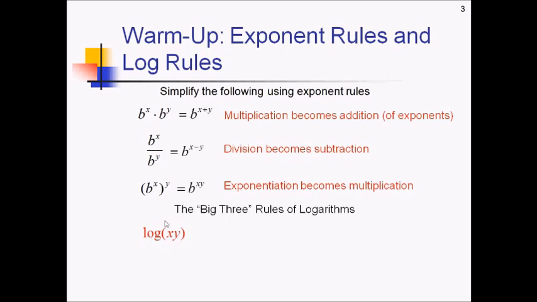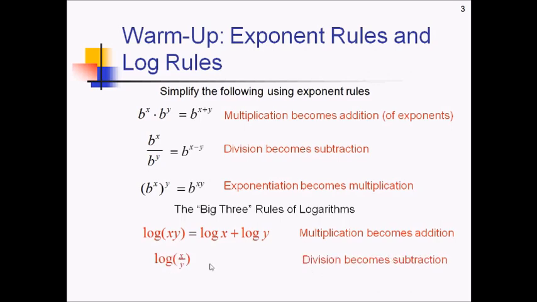If you're taking the log of a product, multiplication is going to become addition. We're going to rewrite this as the log of x plus the log of y. If we're doing log of a quotient, division is going to become subtraction. So this is log of x minus the log of y. And then finally, if you're doing the log of exponentiation, that's going to become multiplication.